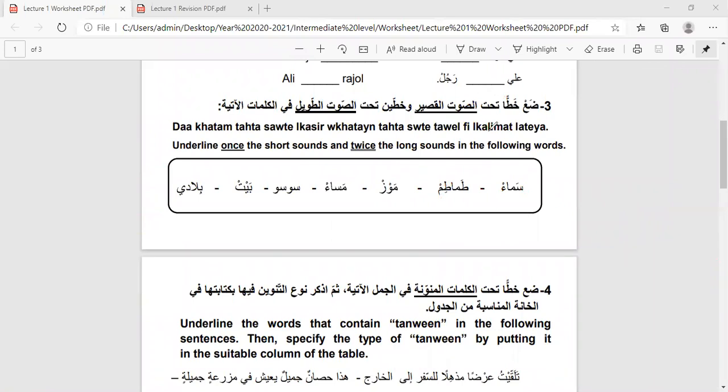Put one line under, or underline once, the short sounds and twice the long sounds. Short sounds, the sounds are فتحة, ضمة, كسرة, and what? سكون, okay? Long sounds, letters that make a long sound with the letter before it, are a, wa, and ya. These are the sounds, الحركات. They make, with a specific letter, a short sound.